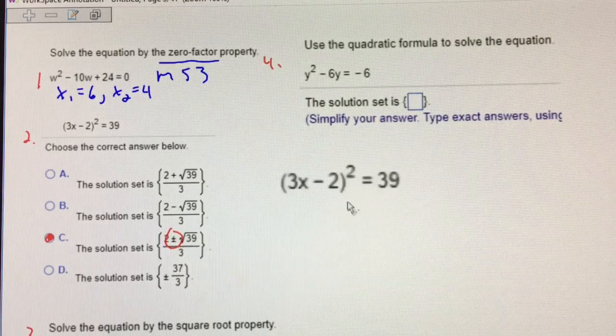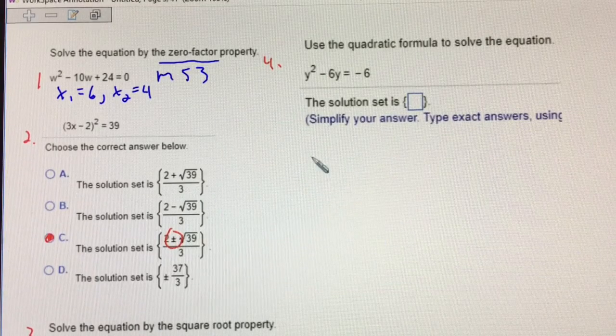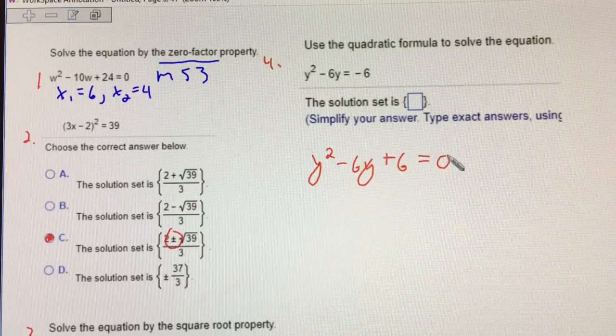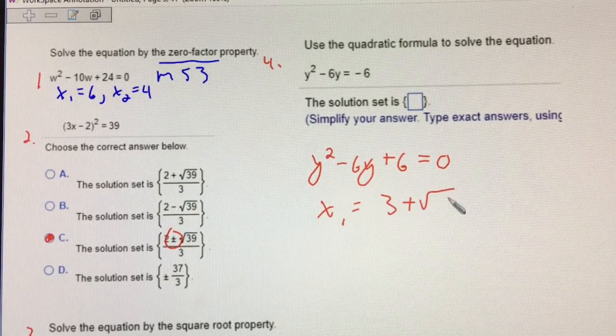Number 4. I'm going to mode 5-3 it. But the first thing I want to do is bring that negative 6 over to this side. So that's going to be plus 6. And now when I mode 5-3 it, I'm going to type in 1 equals, negative 6 equals, and positive 6 equals. That's going to give me two answers. X sub 1 is going to equal 3 plus root 3. And the other answer is going to be x sub 2 is 3 minus root 3. So there's my two answers, 3 plus minus root 3.